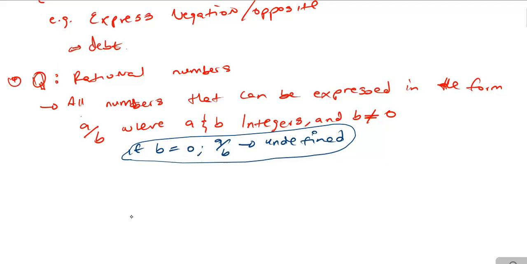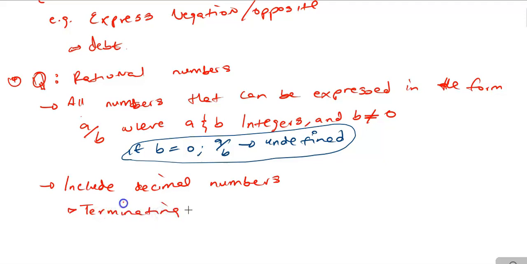Okay, so now in this case, we can include decimal numbers. Okay, so for rational numbers, we do include decimal numbers. All right, but there are rules that must be followed. Okay, so any of these should hold for it to be a rational number. So if it is a decimal number, it must either be a terminating decimal. Okay, so an example of this will be 0.14. Okay, it ends, it terminates, it does not go on forever.